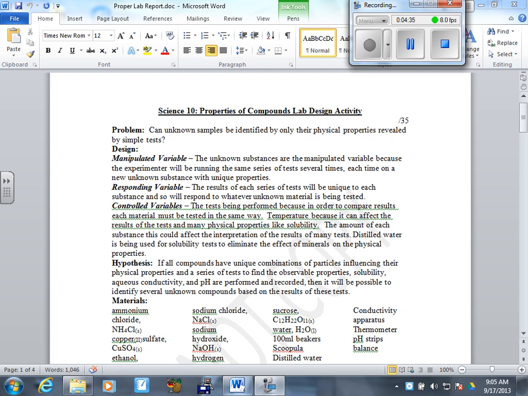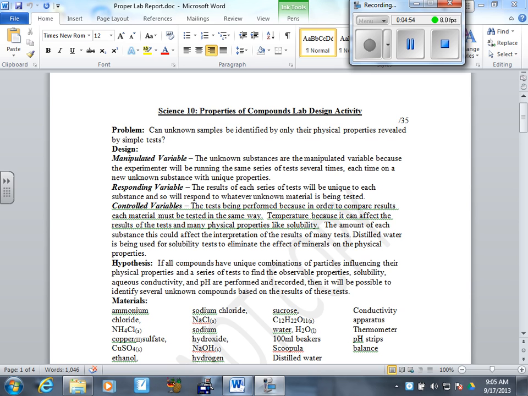All right. The problem has to be restated in your own words in the form of a question. So, can unknown samples be identified only by their physical properties revealed by simple tests? Okay, so simply a rewording of the problem that was written on your sheet.